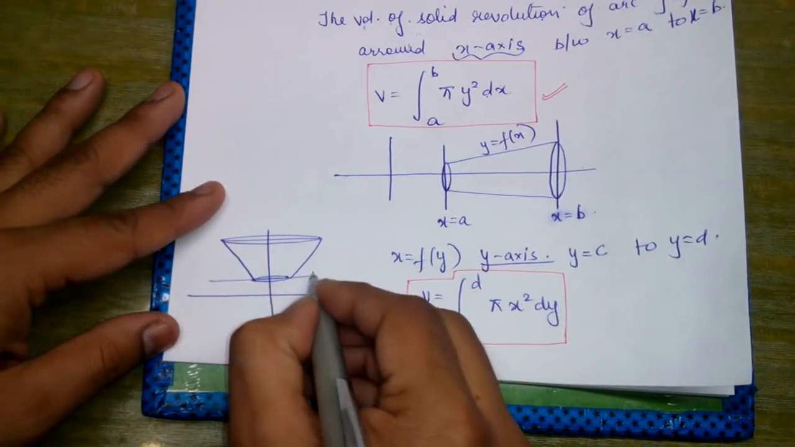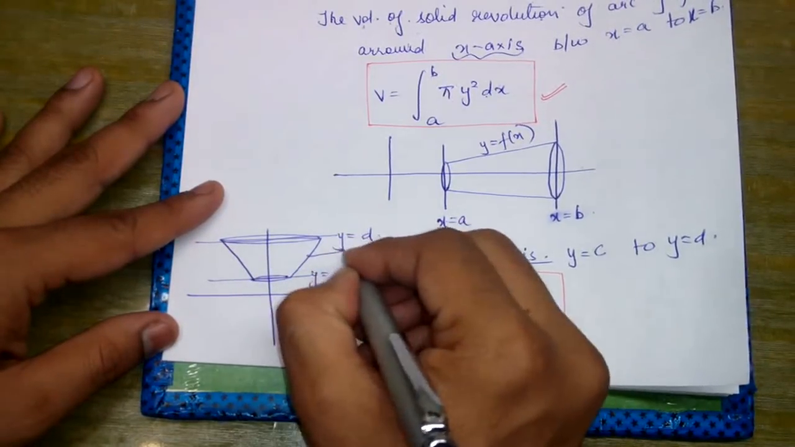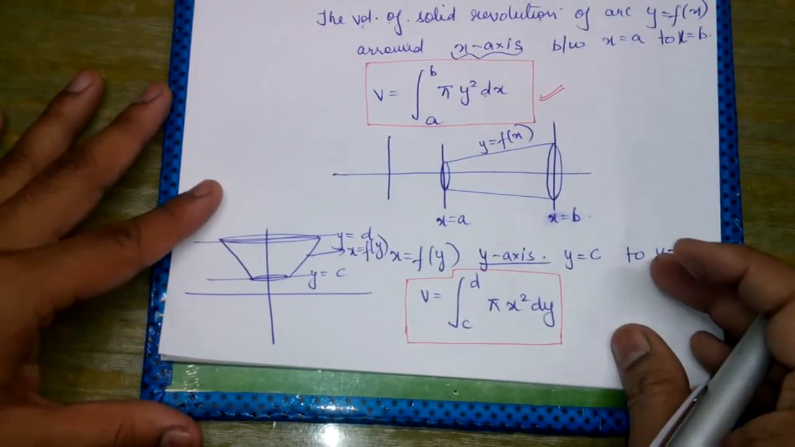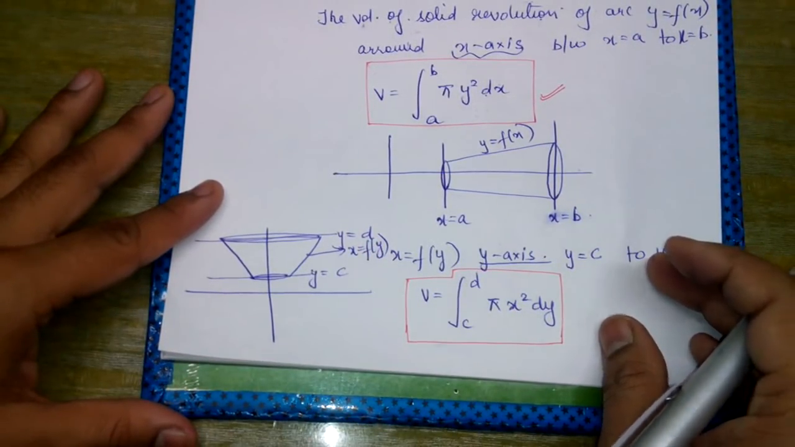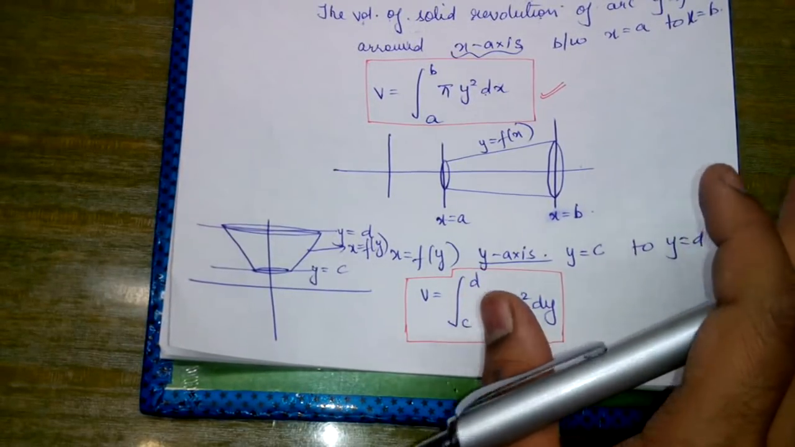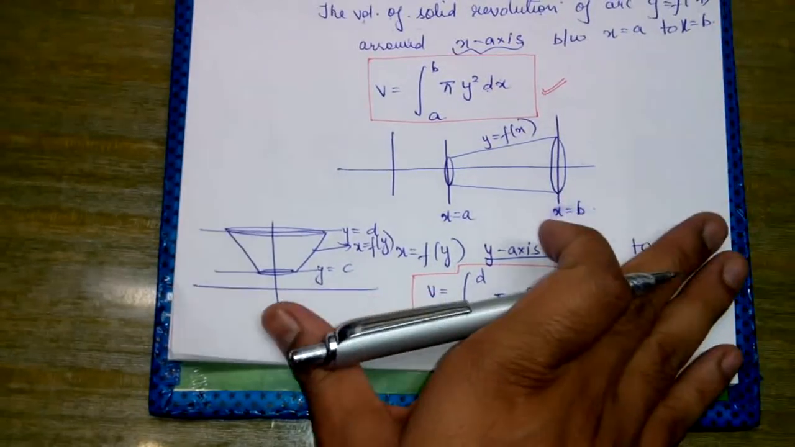So this is the point y equals c, this is the point y equals d, and this has been given as x equals f of y. So these formulas are also very important. So with this we come to the end of this chapter. I don't think there is anything left which has to be covered. Only thing is you have to practice the questions.